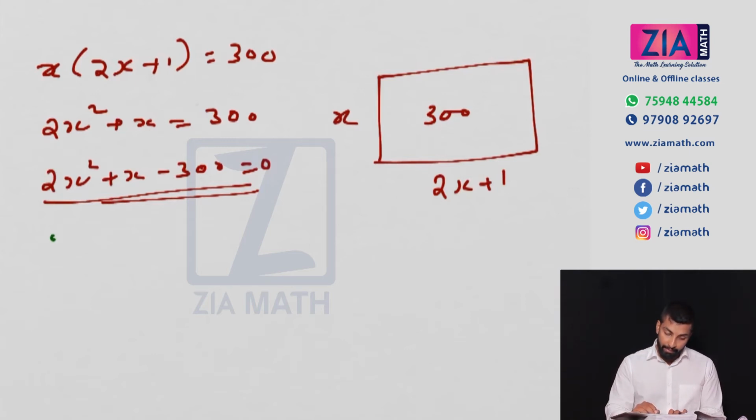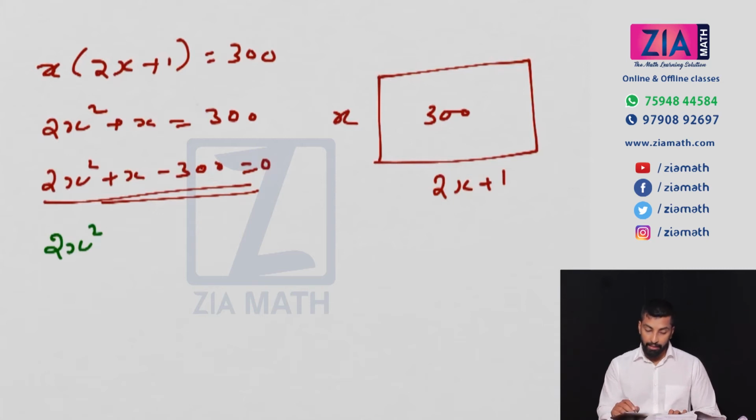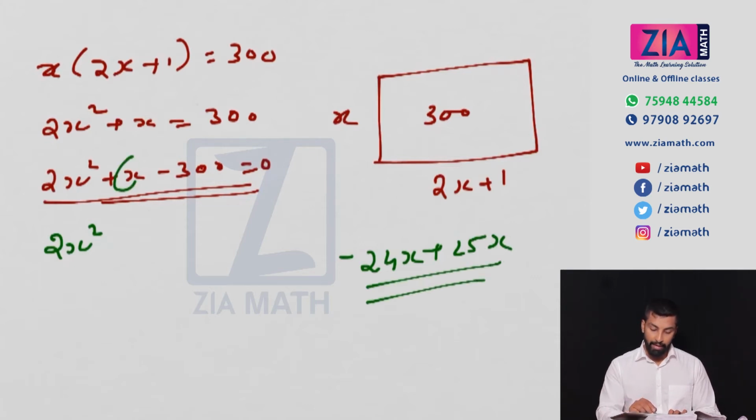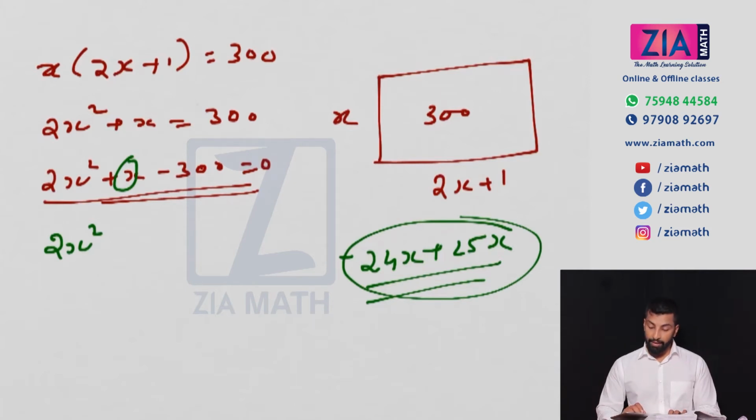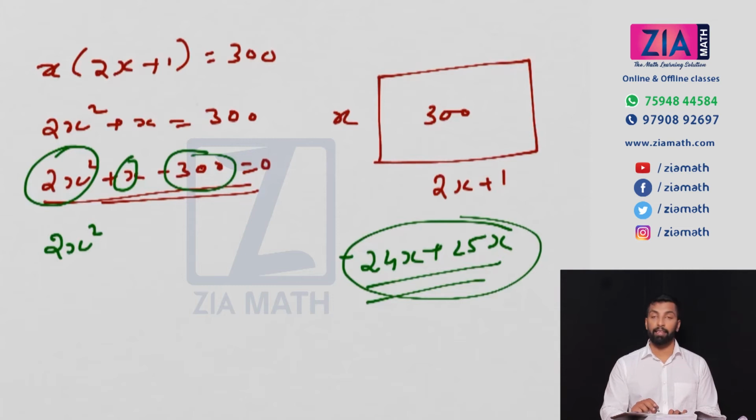You will write it as 2x square. Splitting the middle term means I will write it as minus 24x plus 25x, because this will give you x, that's what I need here, and the multiplication will give you 600x square. That's what we need because this is 2x square and this is 300. So you will write it as 2x square minus 24x plus 25x minus 300 is equal to 0. I hope this is clear.